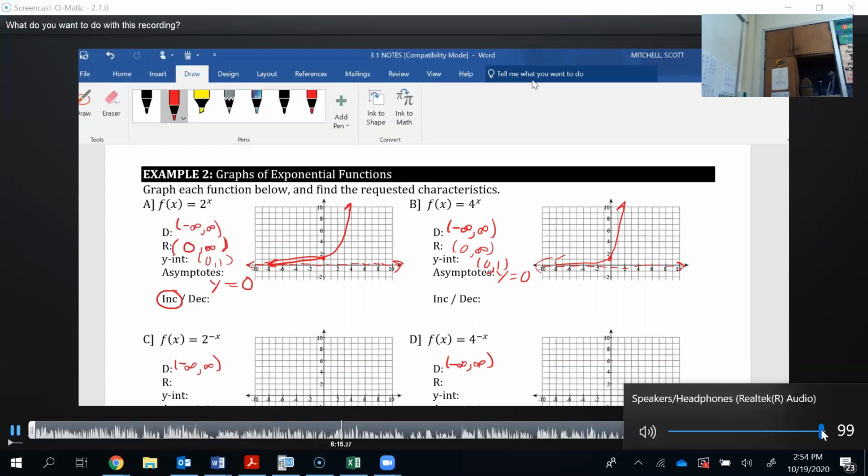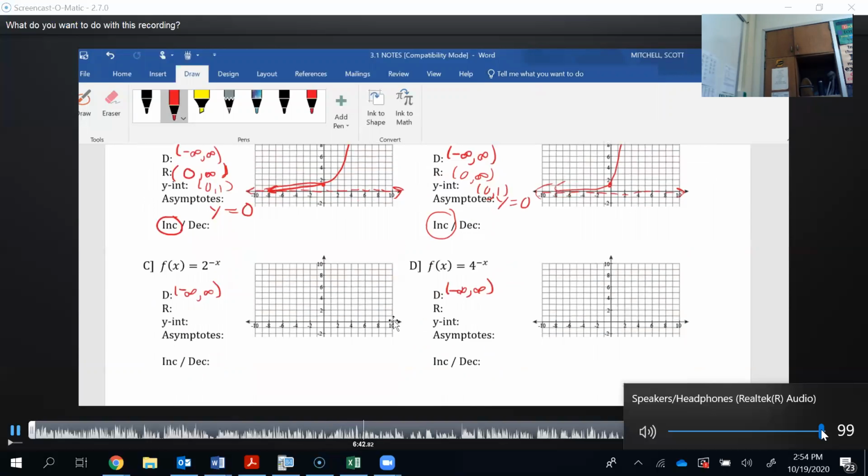So if you think about it this way, this is really a horizontal compression by 1/4. It's really what it amounts to. You are smushing the graph and making it tighter, but you didn't move it. It's still anchored at the same place. Okay? So what happens as the graph goes from left to right? It's still going up, so it's an increasing function.